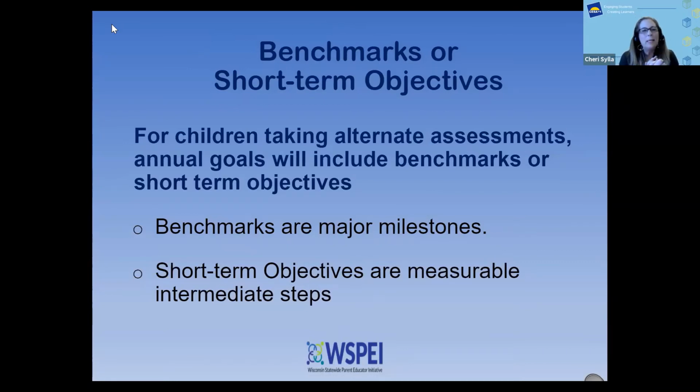And as Maria had said, for students with more significant disabilities that are taking that alternative assessment and that are in that alternative curriculum as well, benchmarks are required. Short-term objectives are, well, either or, short-term objectives or benchmarks need to be in there as well.